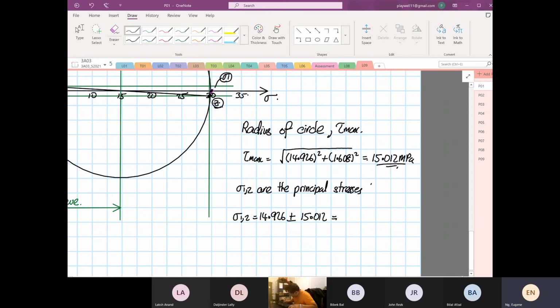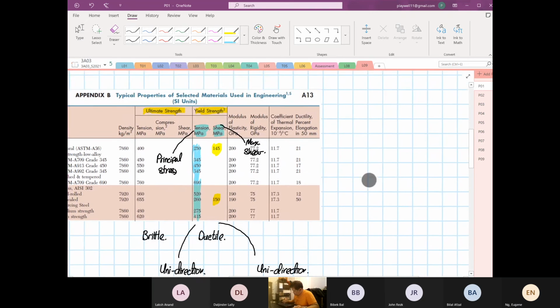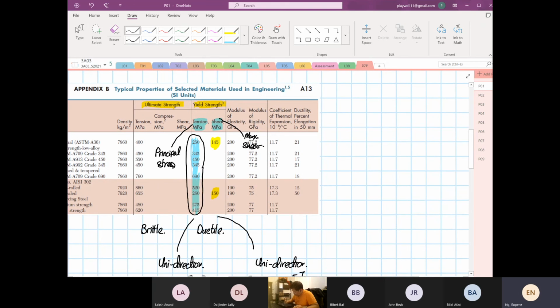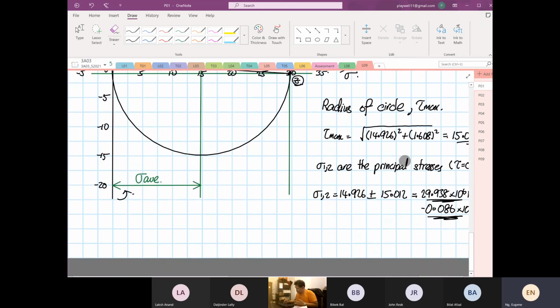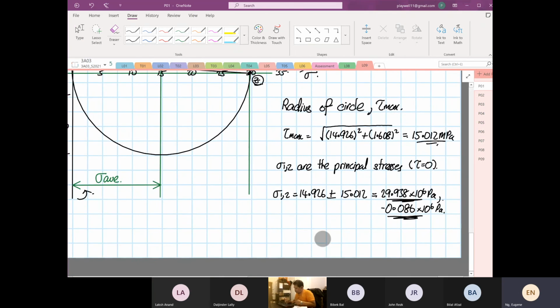Now note, at the principal stresses, the shear stress is equal to what? 0. So 14.926 plus 15.012 is equal to 29.938 times 10 to the power 6 Pascal, and the other value, minus 15.012, is equal to minus 0.086 times 10 to the power 6 Pascal. You will use these values to find what material is more suitable. So you compare with this number down here. This is how you select the right material, by using your what? Principal stress.